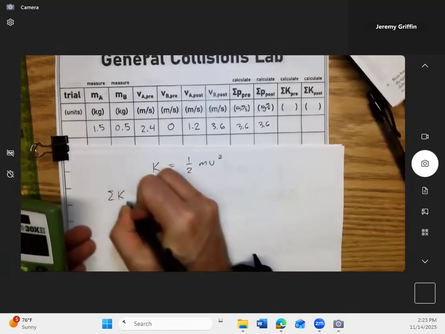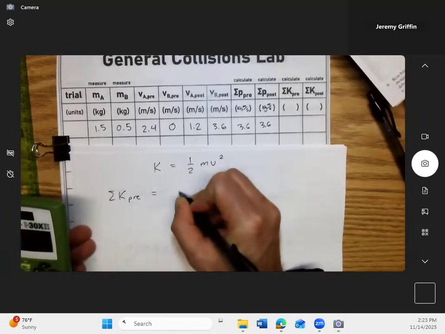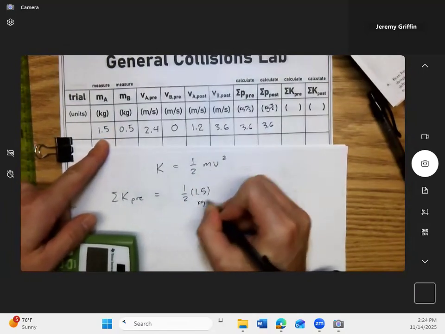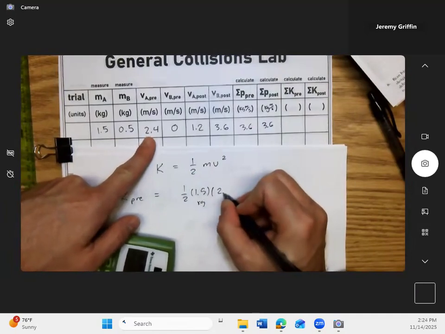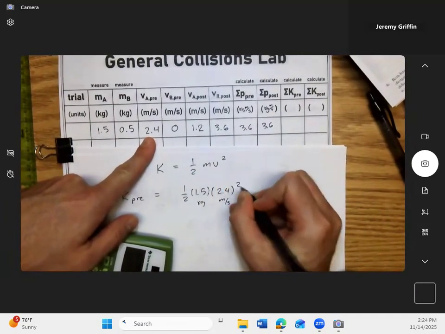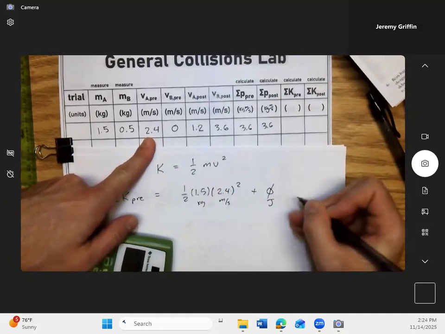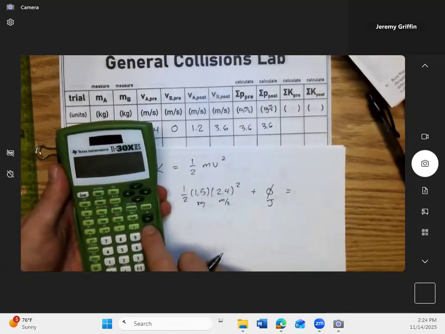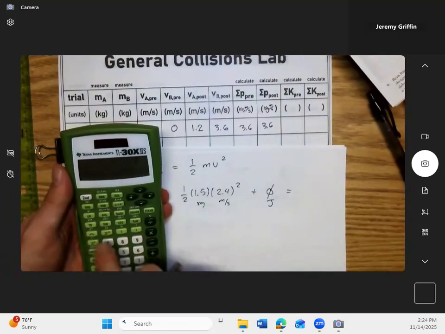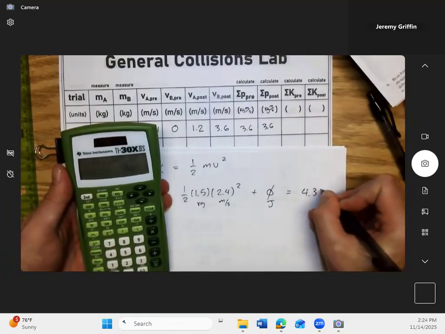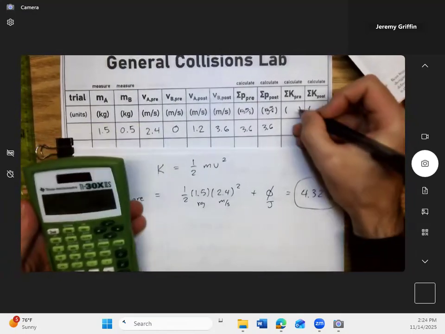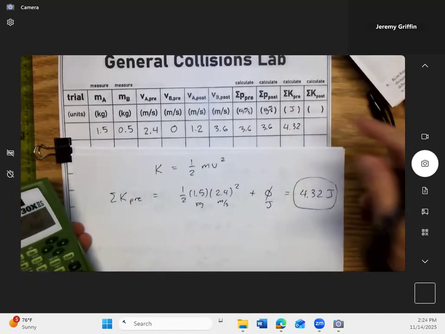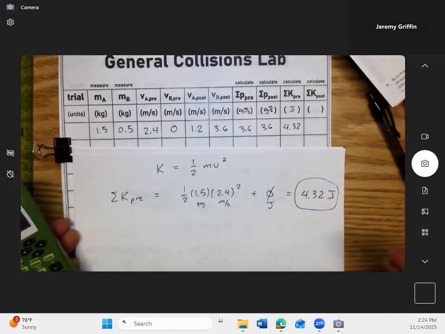So the sum of kinetic energy before the collision would be 1/2 times mass A, 1.5 kilograms, times its speed of 2.4 meters per second, squared. And I'll just say 0 joules for cart B because it had 0 speed, so it doesn't add any energy to the system. So it's 1/2 times 1.5 times 2.4 squared. That is 4.32 joules. Energy is in joules. So leading up to the collision, I had 4.32 joules of mechanical energy in that system.